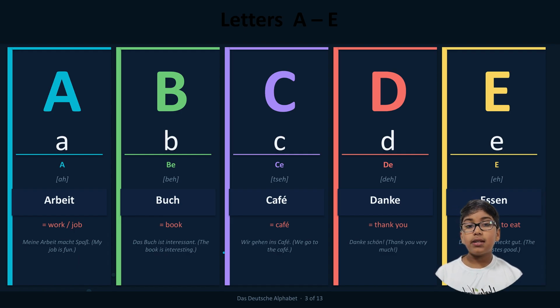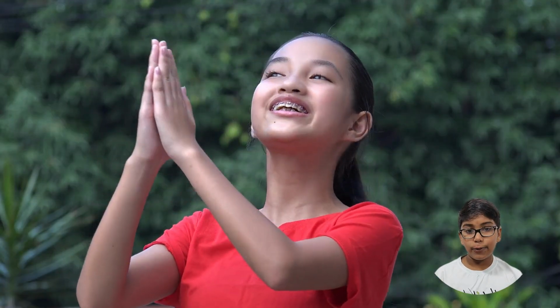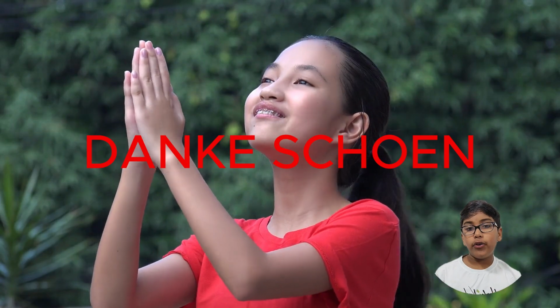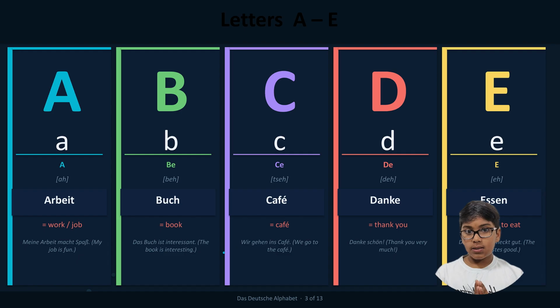D, pronounced as D. Easy, just like the English letter D. But the example word is one of the most important words in all of German. Are you ready? Danke. Say it with me. Danke. Danke means thank you. Danke schön means thank you very much. You will use this word every single day in Germany. So say it again. Danke.